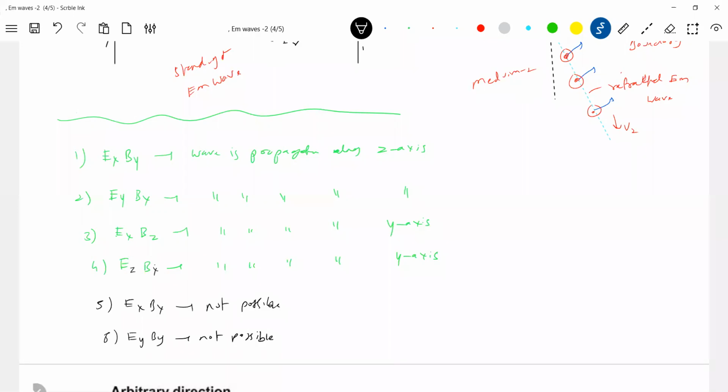And now your task question, sir. Is it always that E bar and B bar vector will be along certain axis only? Can't they be like this?